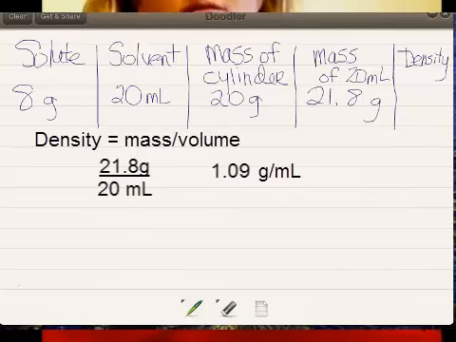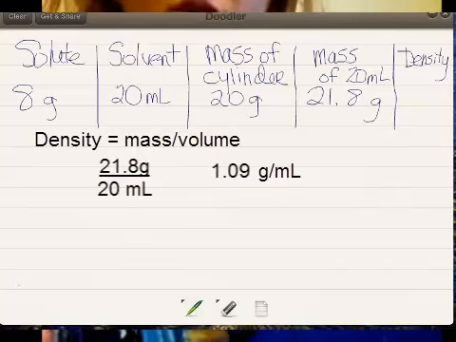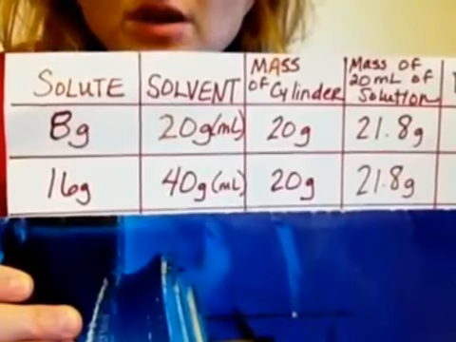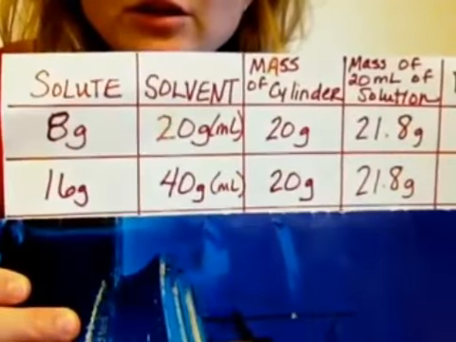Sometimes with density you can find the same sorts of things. If you look carefully at the next recipe, you had 16 grams of solute and 40 milliliters of solvent.